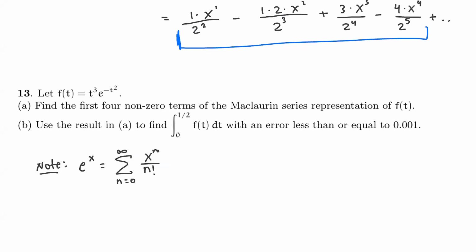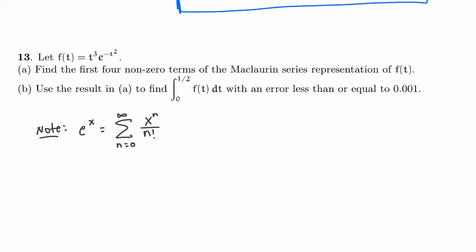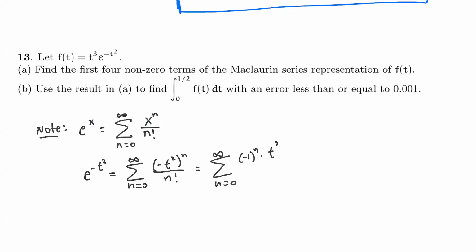In our case, we don't have that. We will need e to the negative t squared first. What is that equal to as a power series? It will be the sum from n equals 0 to infinity, and instead of x, we replace that with negative t squared. So we have (-t^2)^n divided by n factorial, which ends up being the sum from n equals 0 to infinity of (-1)^n times t^(2n) divided by n factorial. Are you guys okay with that transition?